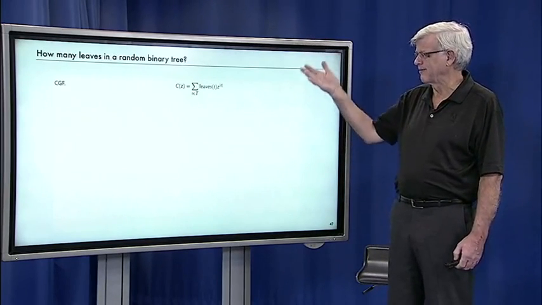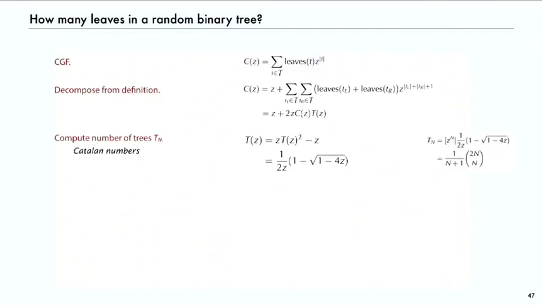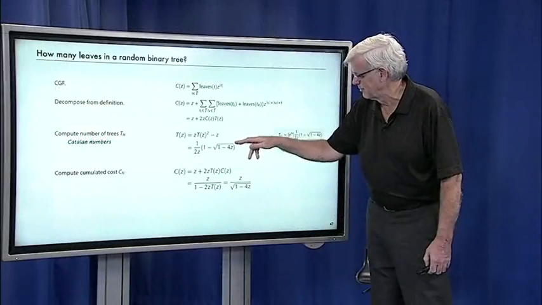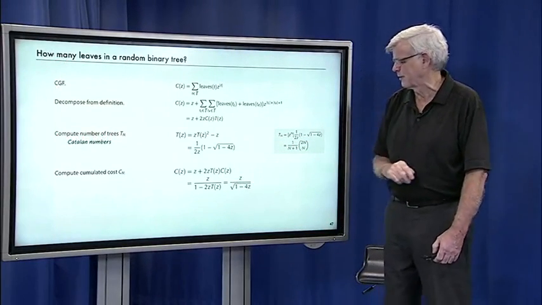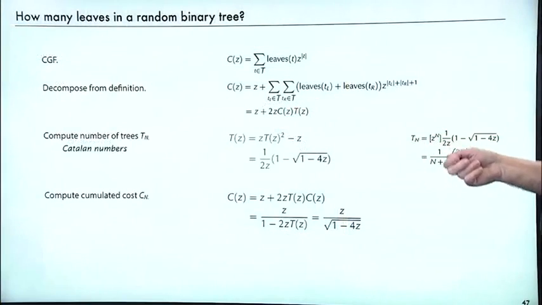So this is the summary of the derivation so far. We're looking for that CGF. We did that decomposition and we have an equation for it. We know the number of trees is the Catalan numbers. And so our accumulated generating function is C of z equals z plus 2z T of z C of z, and we solve for C of z, we get z over 1 minus 2z T of z. Catalan numbers multiplied by 2z, then subtract 1, you get z over square root of 1 minus 4z. So that's an explicit expression for the accumulated cost function.